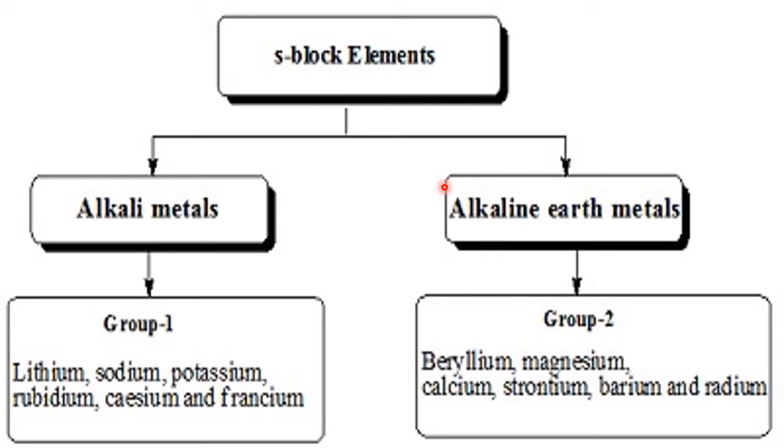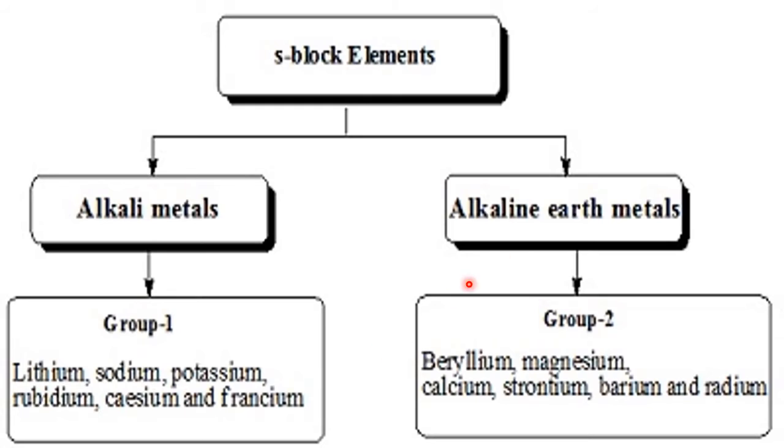S block elements are mainly classified into two subgroups. First is alkali metals and the other one is alkaline earth metals. Group 1 is called alkali metals, where members are lithium, sodium, potassium, rubidium, cesium and francium. Francium is radioactive, therefore its chemistry is not developed that much. Those who are really interested in the study of francium are most welcome to take up the topic, but for the time being, study is not done that much in the field of francium.